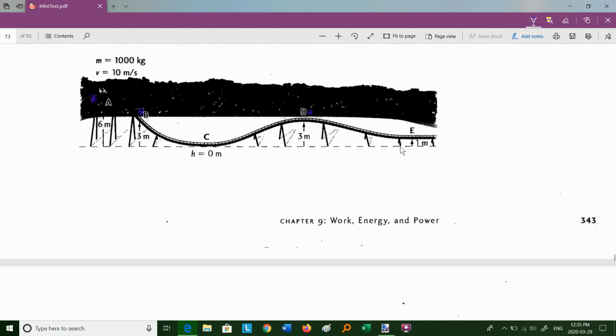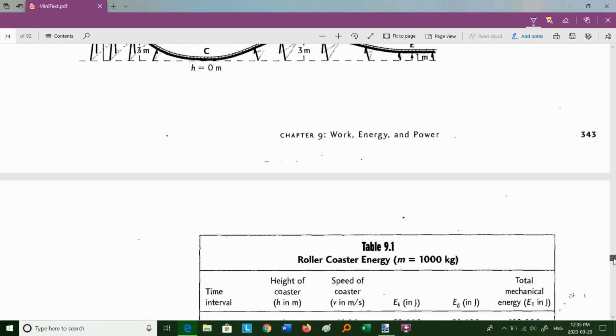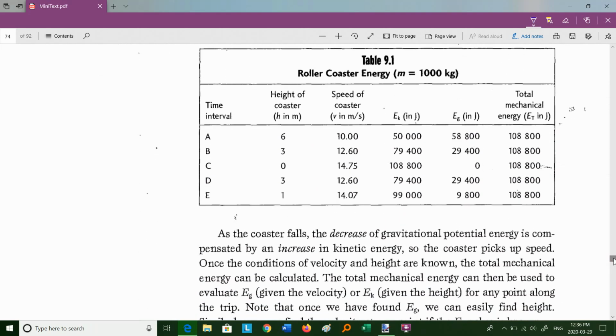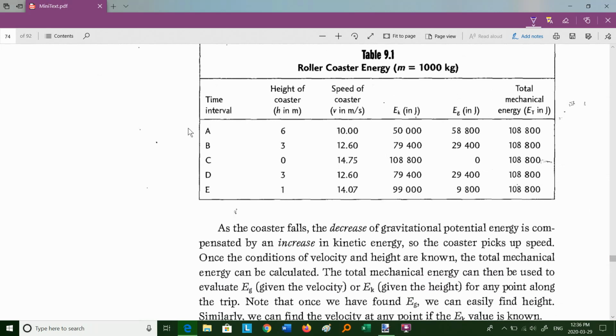So we can tabulate this data. And this is always a good idea in these conservation of energy questions, because mechanical energy has to be conserved. Well, if it has to be conserved, then your energy always has to be the same. So here we see the different values. You can get the speeds at all these once you get the kinetic energy. Remember, the total mechanical energy always has to be the same. Not always 108,800, but for this question, yes, 108,800. And so you see that at the bottom of the roller coaster, it is the greatest speed, 14.75 meters per second.